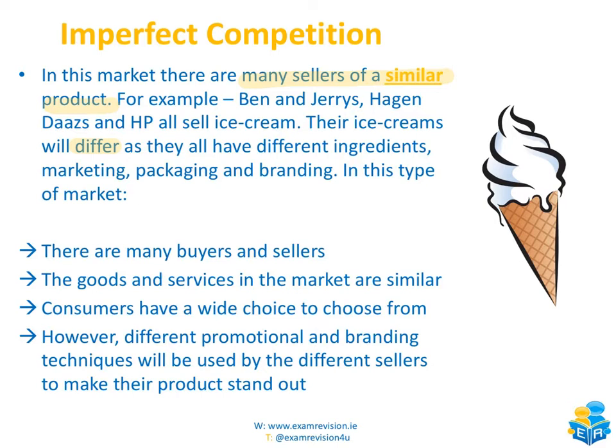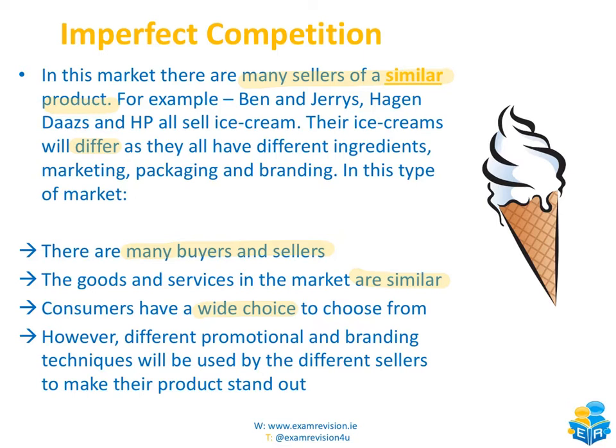So their ice creams, even though it's the same product, can look quite different. So in this type of market, there are many buyers and sellers. Also, the goods and services in the market are similar. So the actual good which they are selling is similar. In this market, consumers have a wide choice to choose from. We've just named three companies in the ice cream market, but as we know, there's many more.